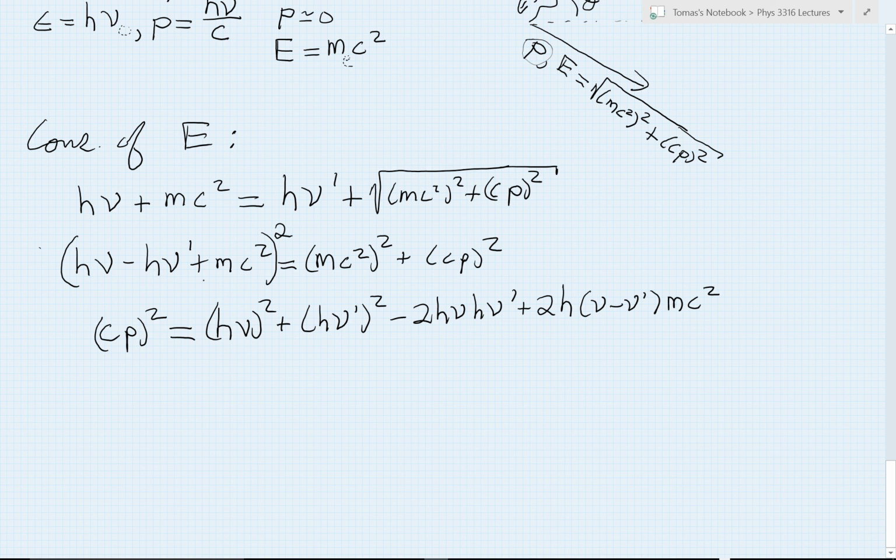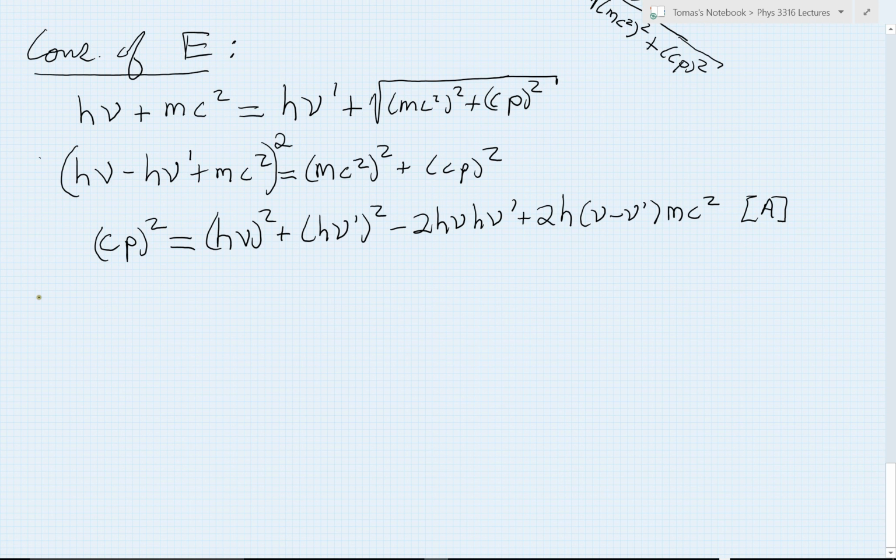Beautiful. So I like this equation. Maybe we'll call this equation A. I've got my unknown, isolated the one I want to eliminate. And that's what we learned from conservation of energy. Now, conservation of momentum is going to be a little bit more complicated because this is a vector.